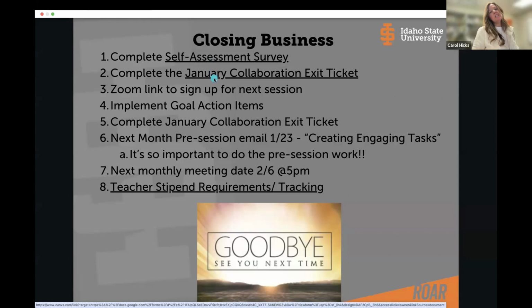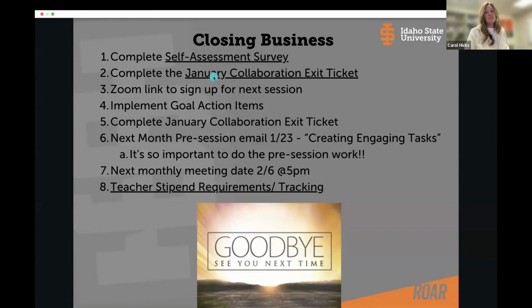The one thing we would love if you did tonight is the January collaboration exit ticket. It just gives us feedback on how we can help you better. So we love it when you guys do that exit ticket for us. So if you could complete that tonight, that would be fantastic. The self-assessment survey would be great too, but if you need to take a couple days to do that, that would be fine.